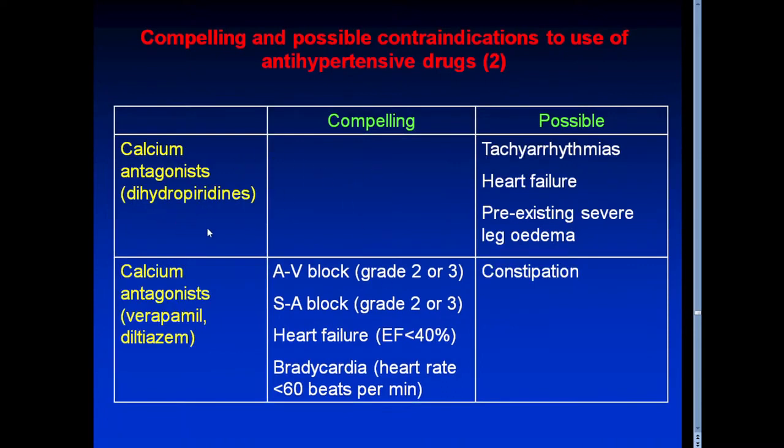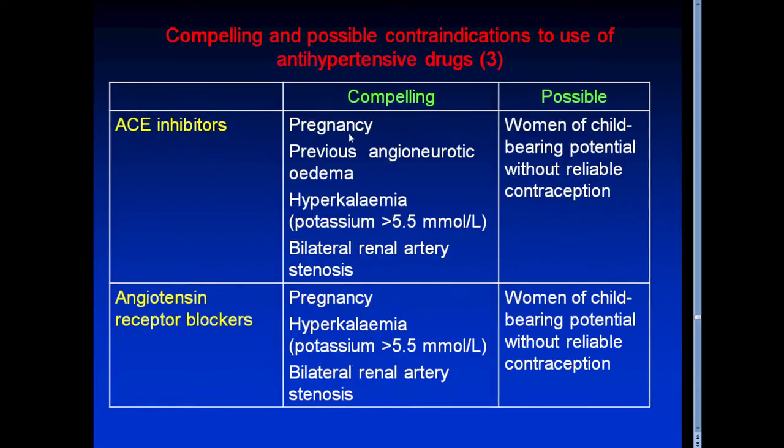Calcium antagonists, dihydropyridines: only possible tachyarrhythmia, heart failure, pre-existing severe leg edema. Verapamil and diltiazem: compelling AV block and SA block grade 2 or 3, heart failure, and bradycardia, and possible constipation. ACE inhibitors compelling: pregnancy, previous angioneurotic edema, hyperkalemia, potassium more than 5.5, bilateral renal artery stenosis; possible women of childbearing potential without reliable contraception. Angiotensin receptor blockers: pregnancy, hyperkalemia, and bilateral renal artery stenosis, and the same possible as in ACE inhibitors.